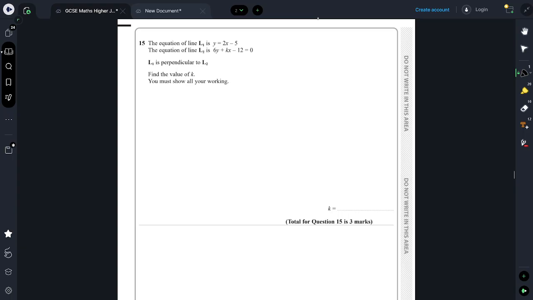Let's put this up. So, this is straight lines. We are given two different equations, and we are told one is perpendicular to the other. So what does it mean when two lines are perpendicular? Well, you should remember that this means the gradients are negative reciprocals.